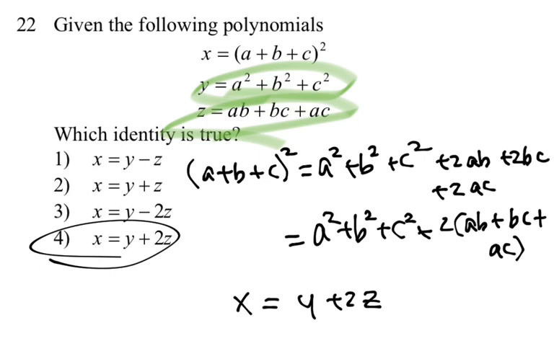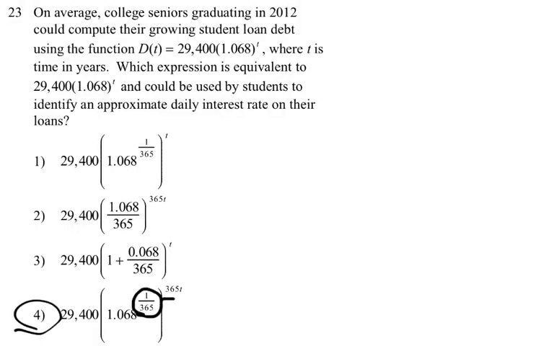Now, let us look at the next question. Here, I already did it, and our answer is equal to 4. When you look at it, we have a given function over here, where t is in years. What we want to do is convert them into a daily interest rate. So that means we need to raise by 1 over 365 over here, and then multiply that by 365.